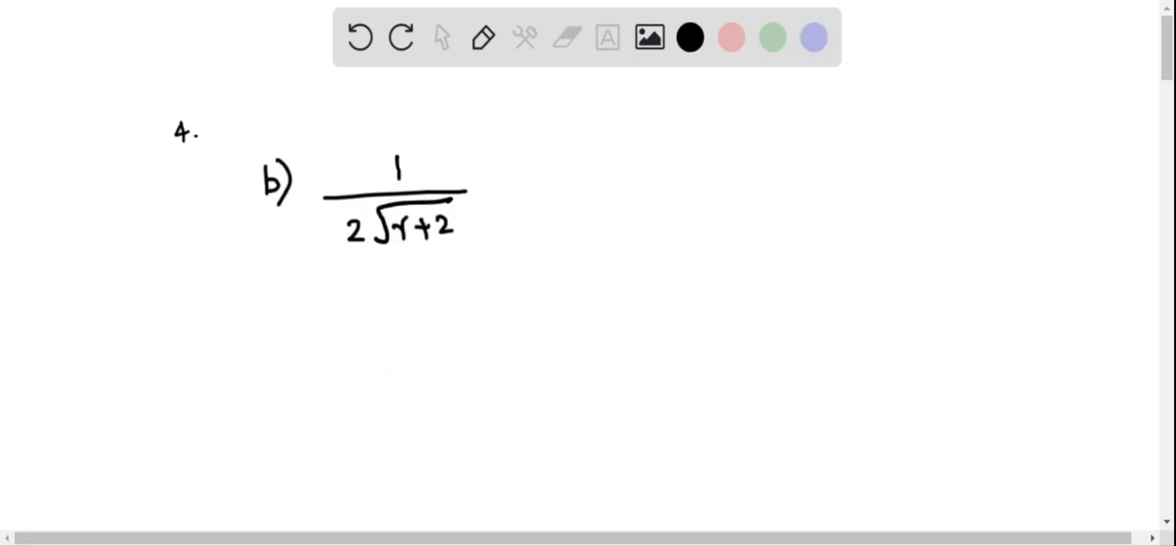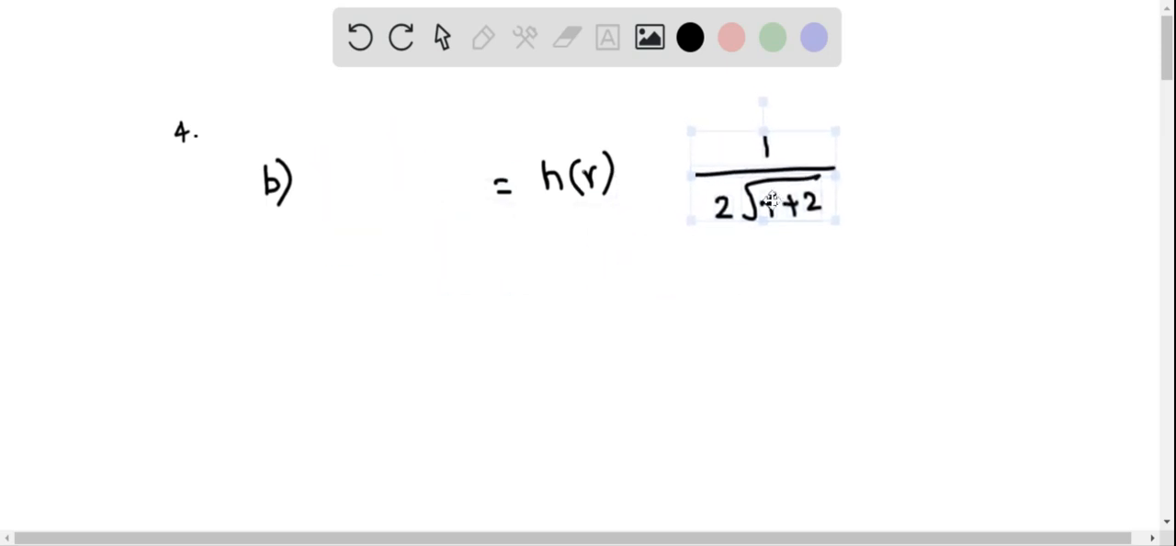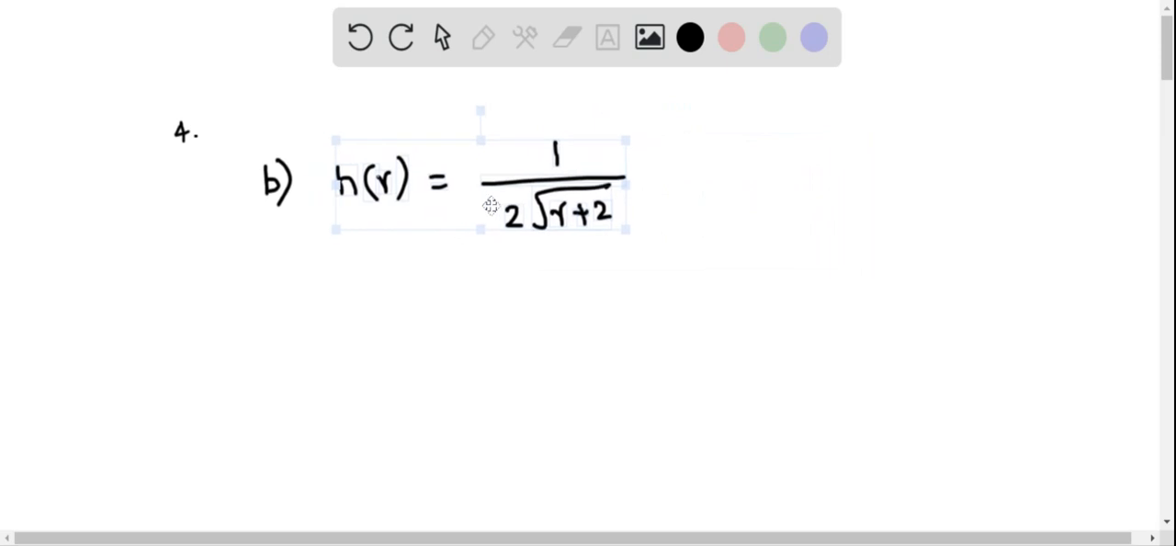Let's do part B. Here we have this function. This basically is h of r, and this equals 1 over the square root of 2 times r plus 2. Let me just rearrange this. This I can write down like this. So I have now written this in proper format.